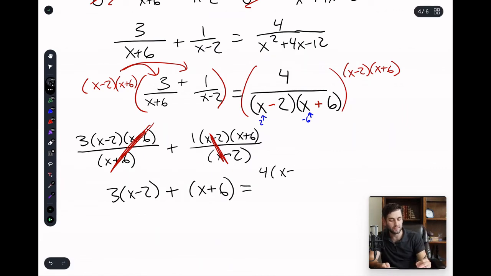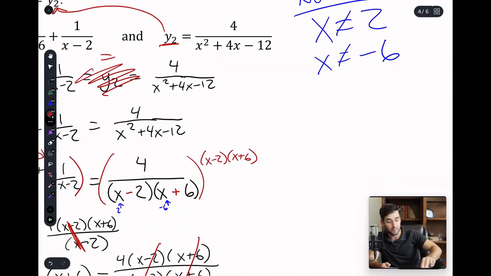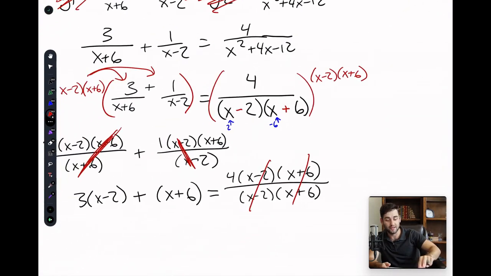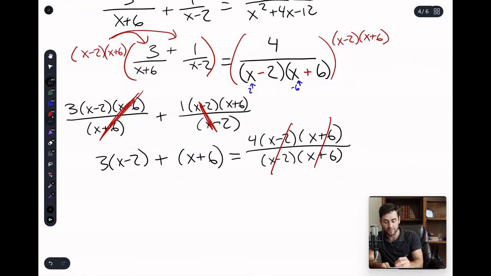Equals, and oh my goodness, look at what's going to happen on that side. 4 times x minus 2. Maybe that's why we picked those numbers. That's why we picked that common denominator. Because look at what happens. As long as we remember that those x's on the bottom better not be 2 and negative 6, we're allowed to cancel those out. But you have to remember that. So now we're left with, let's do this distribution.